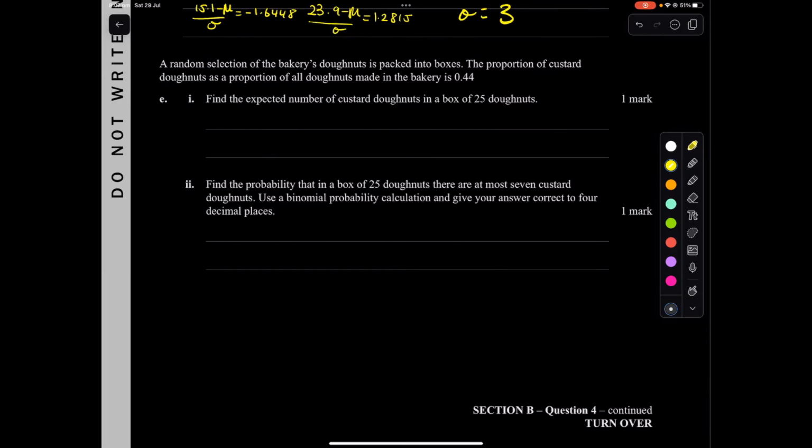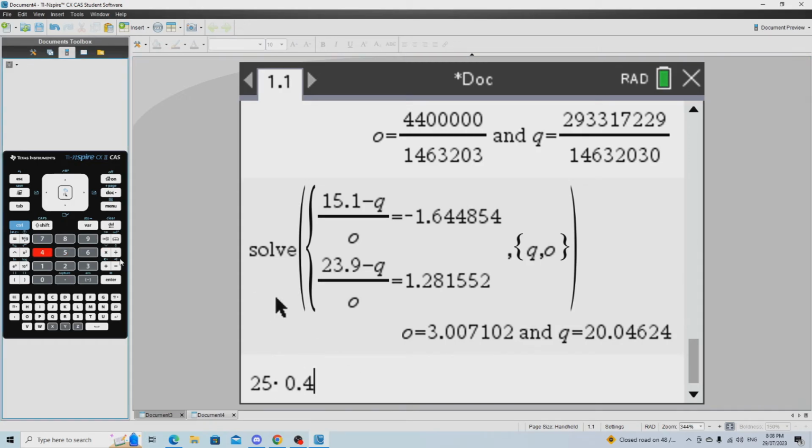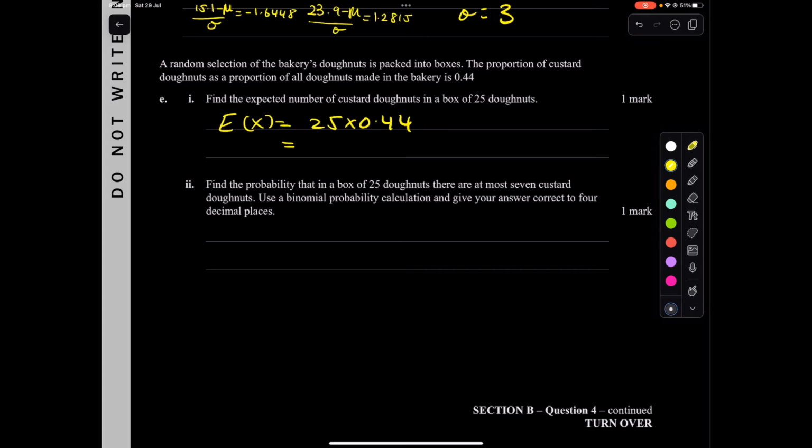A random selection of bakery donuts is packed in boxes. The proportion of custard donuts is the proportion of donuts as made in the previous part. Find the expected number of custard donuts in a box of 25. So expected X is equal to 25 times 0.44, which is 11. So that's our expected value.